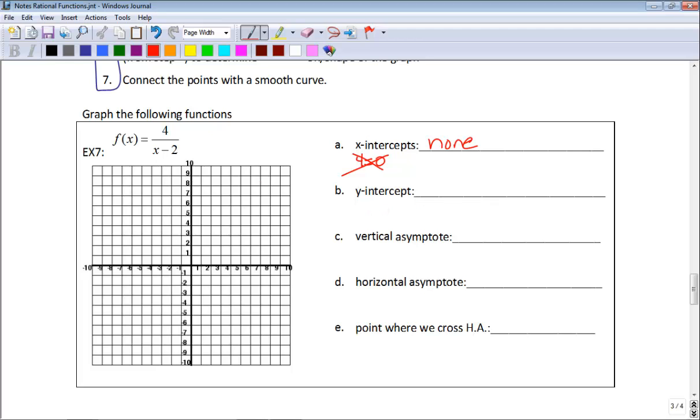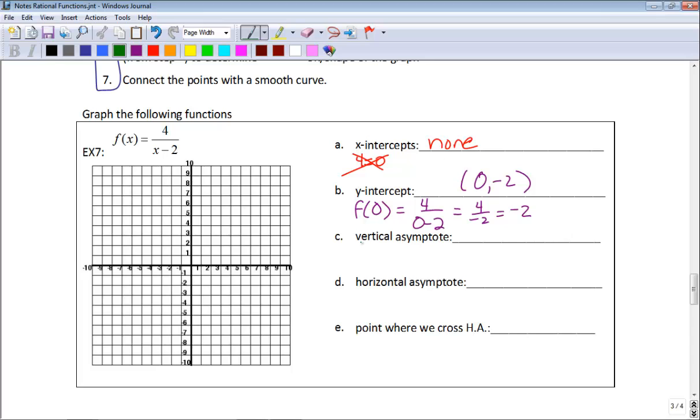Then a y-intercept. Well, how do you find the y-intercept? Again, you plug in 0 for x. So I'm finding f of 0, which means 4 over 0 minus 2. Well, 0 minus 2 is negative 2, so 4 over negative 2 is negative 2. I'm going to write this as an ordered pair, so we end up with (0, -2).